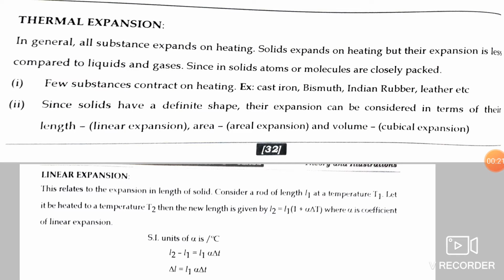A few substances contract on heating, like cast iron, bismuth, Indian rubber and leather. Since solids have a definite shape, like a rod or a plate, their expansion can be considered in terms of their dimensions: linear expansion if it is a rod, areal expansion if it is a large plate, and volume or cubical expansion.